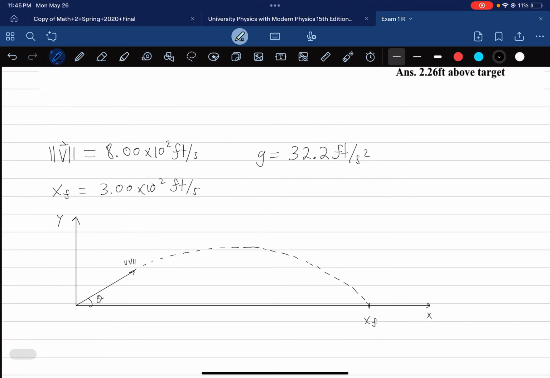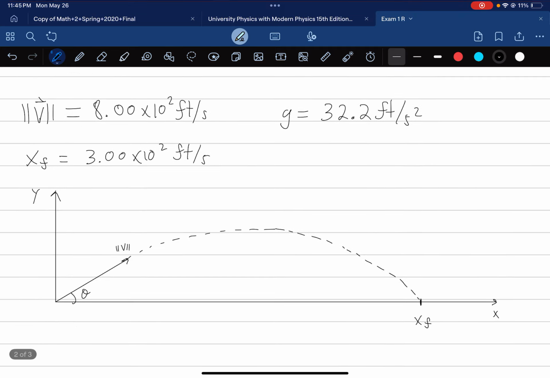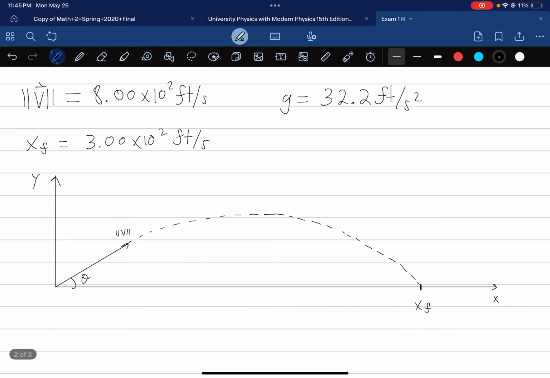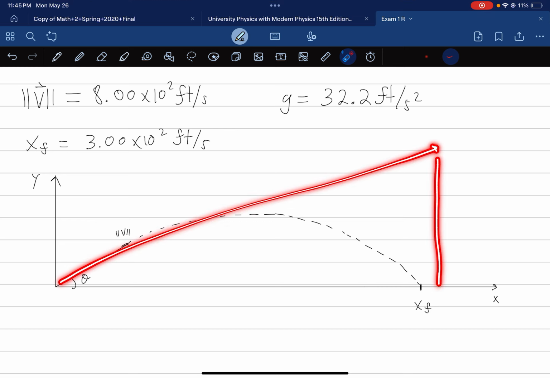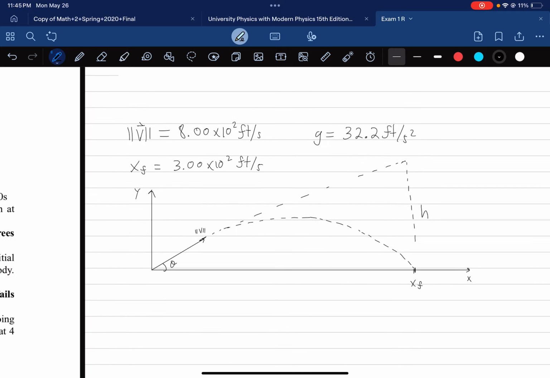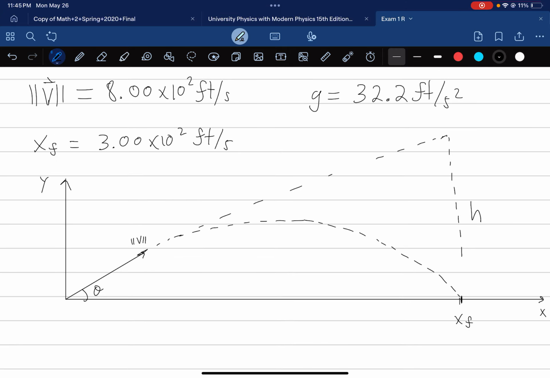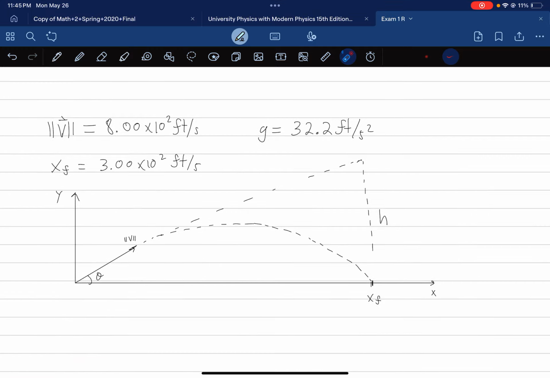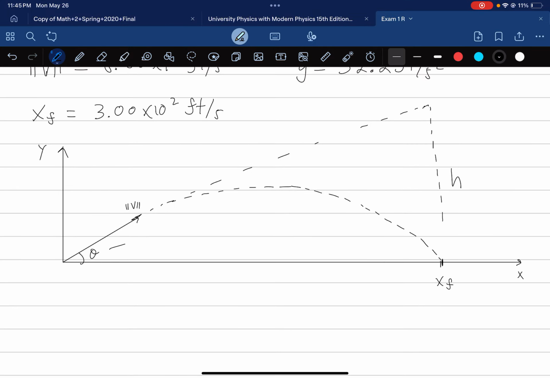So we need to find essentially the height at which this cannon needs to be pointed above the target. Basically there's this massive triangle, and we need to find this height right here, with this angle right here. So it would be convenient to find this angle.